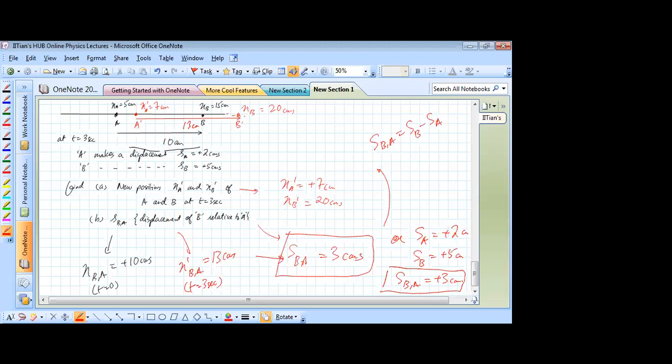No, so that is why the displacement is not 13 centimeters, beta. Displacement is the change in position. Have you understood my point now?